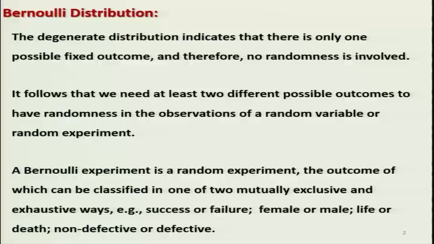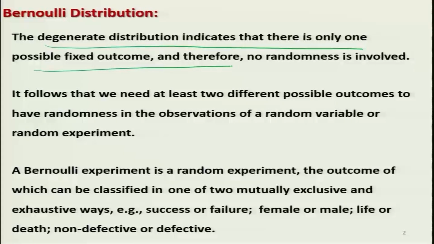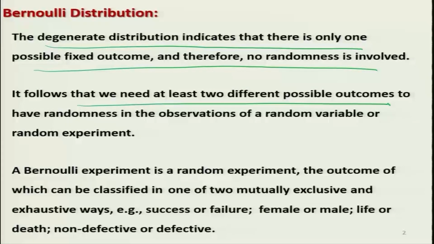As I said, the degenerate distribution indicates that there is only one possible fixed outcome, and therefore there is no randomness involved in it. It follows that we need at least two different possible outcomes to have randomness, in which the probabilities can be divided, otherwise there is no variation. Events like the sun rising in the east will always happen, there is no randomness. So, we need at least two values, so that we can incorporate uncertainty in the observations.